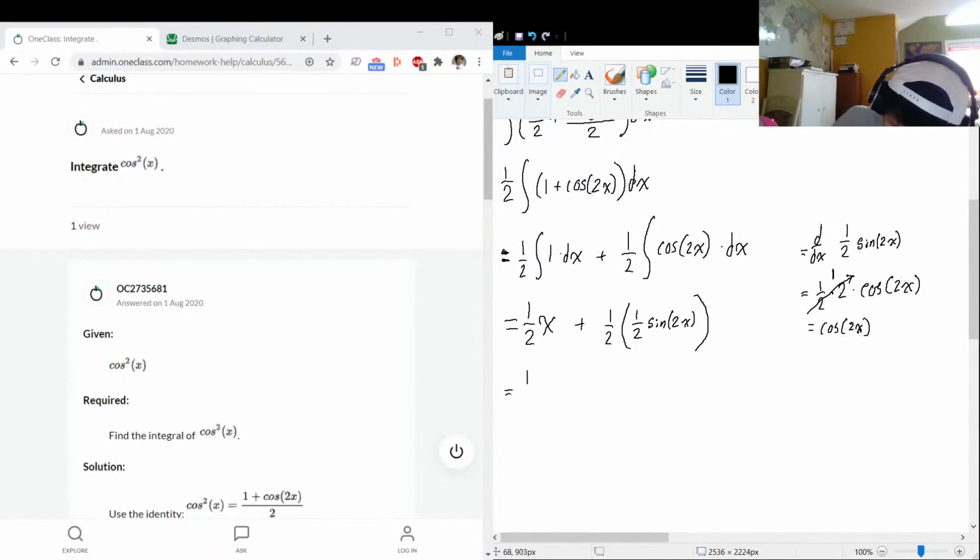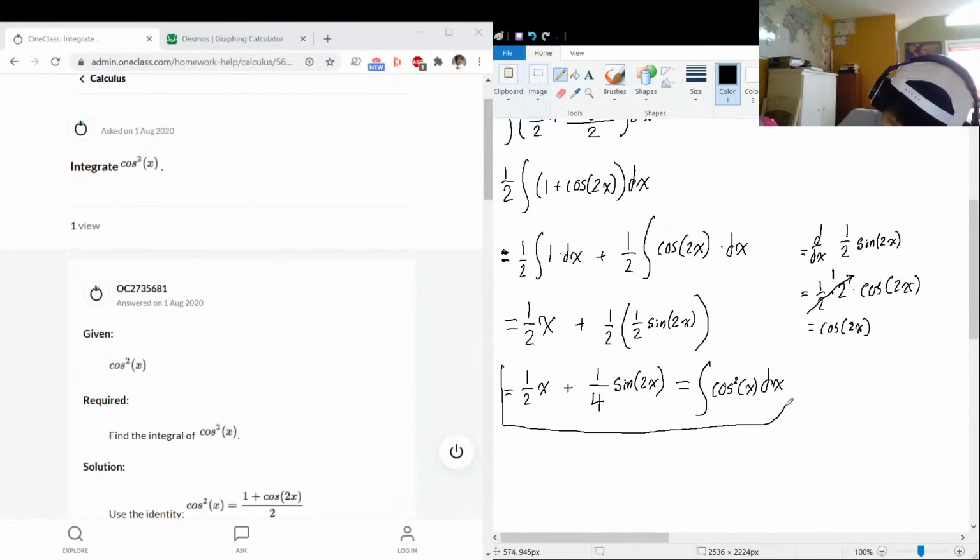Now we can just expand out and multiply the 1/2 into here. So we'll get 1/2 x plus 1/4, because the denominator 2 here multiplies the denominator 2 here. That's 1/2 times 1/2, a half of a half, that's a quarter. That makes sense to me. Multiply that by sine of 2 times x, and that is equal to the integral of cos squared x dx. And that would be our final answer.